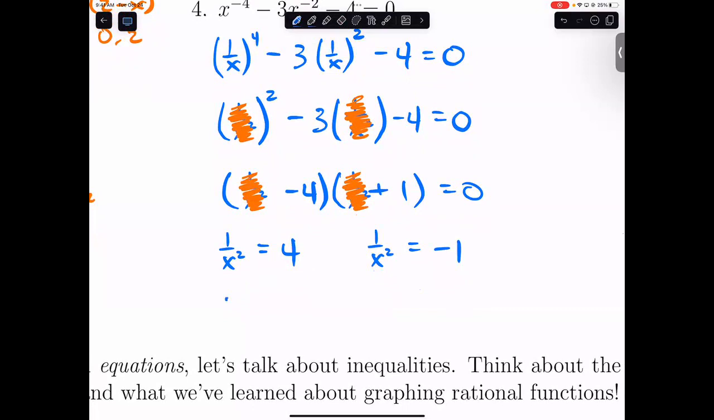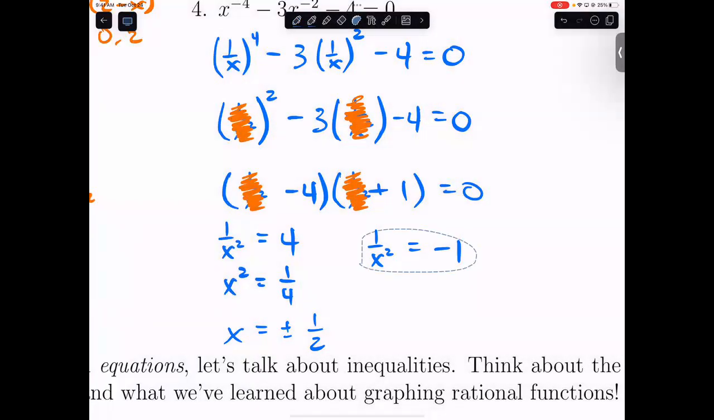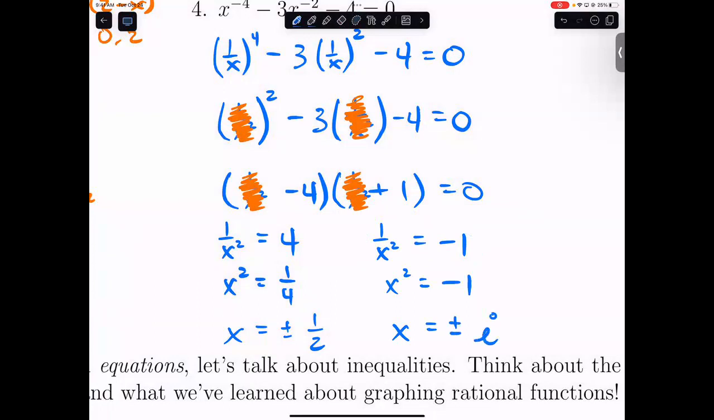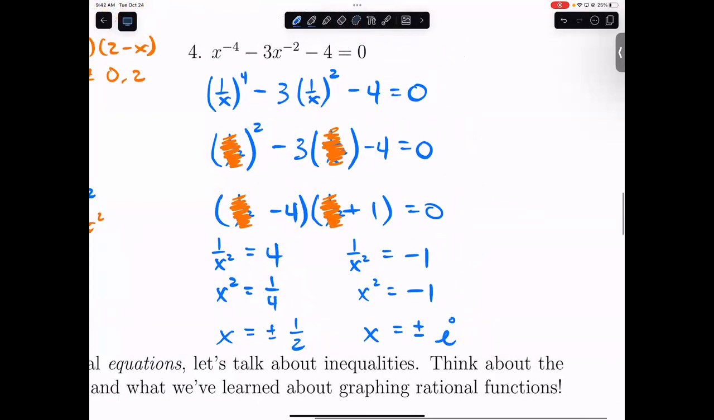If 1 over x squared is 4, then x squared is 1 over 4. And that means that x is plus or minus a half. I take the square root. And similarly here, the reciprocal of -1 is -1. And then taking the square root, I would get that x is plus or minus the square root of -1, which is i.